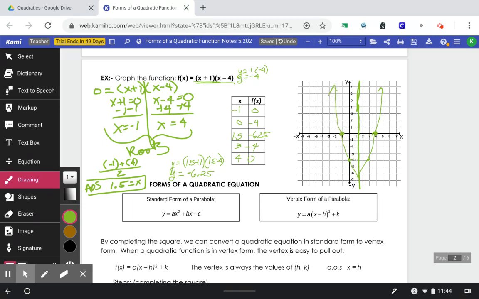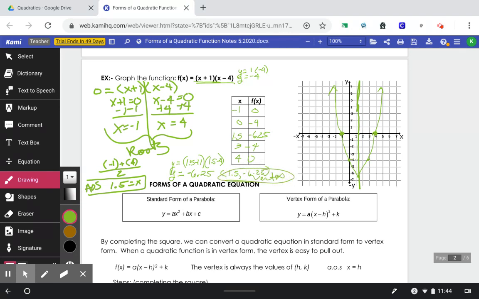Okay, so that is going back and forth between standard and factored form and what you can pull out of the equation if it is written in factored form. And I'm just going to jot down right here, this was 1.5, -6.25. That was our vertex.